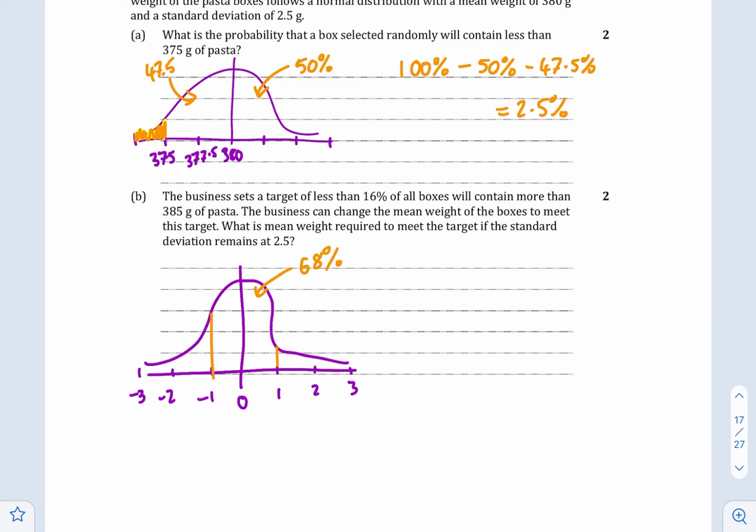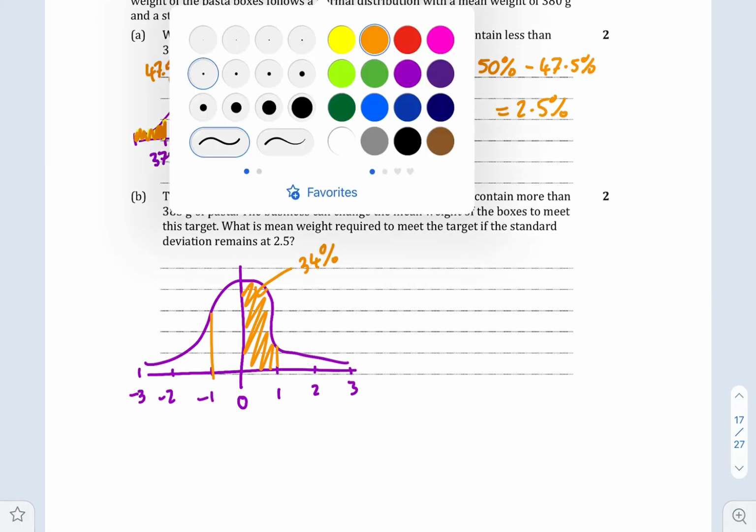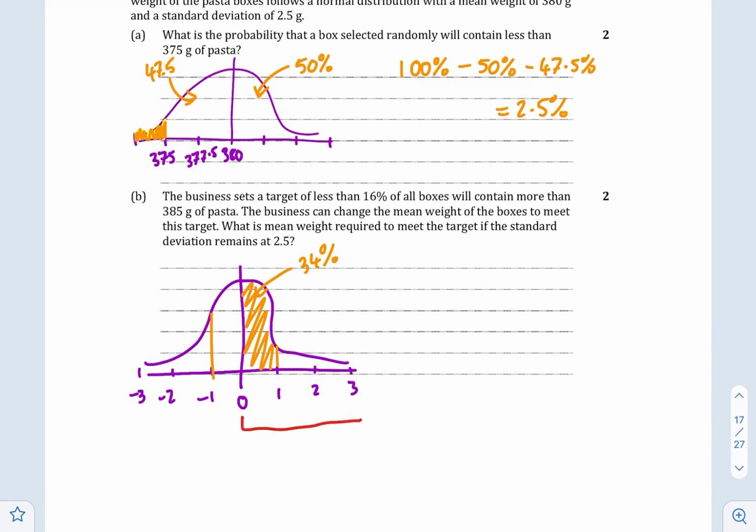So that entire space leaves, if I'm just caring about this space, half of that. Half of 68 is 34%. Which means, if you consider that this entire space from 0 onwards is 50% of the data, if we take off that 34, we are left with 16. So that means that this space in the red is 16%.